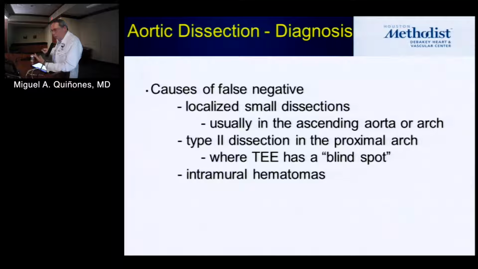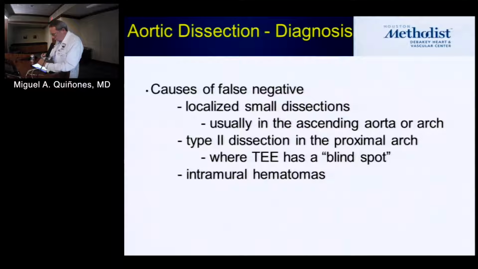Most commonly because of the blind spot area. Very small, localized dissection, usually in that area that we discussed before. And then occasionally an intramural hematoma may be missed. Intramural hematomas are a little different because they don't have the flap that we talk about. It's more of an inside bleeding within the vessel wall, and those can be a little bit more difficult to pick up. And in studies comparing TEE with CMR, there's a suggestion that CMR may be a little bit superior to TEE. But again, these are more rare lesions, but you have to be aware of them, particularly if you have somebody with the right symptoms.